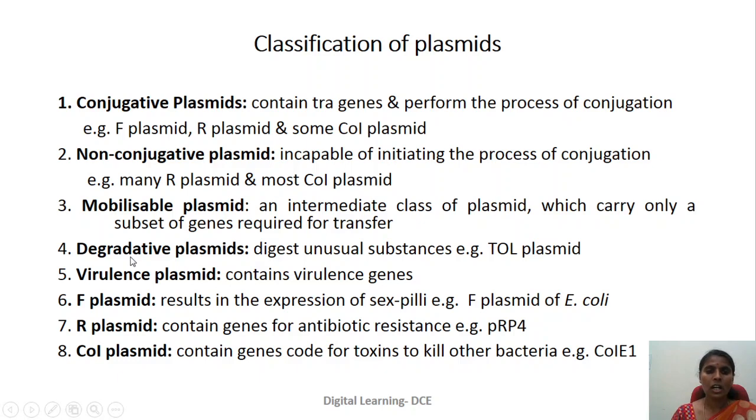Degradative plasmids are able to digest the unusual substances present inside the cell. Example, TOL plasmid. Virulence plasmids are the plasmids which contain the genes of virulence which are able to cause disease in the host. F plasmids are those plasmids that result in the expression of sex pili and are involved in the transfer of genetic material during conjugation. An example of F plasmids is the F plasmid of E. coli. R plasmids are the plasmids which contain genes for antibiotic resistance. Example, RP4. Col plasmids are those plasmids which contain genes that code for toxins to kill other bacteria. Example, ColE1 is an example of a col plasmid.